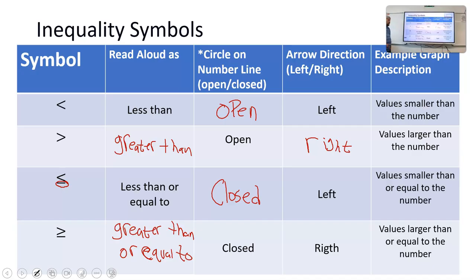That is also closed when you would graph it, and it is going to the right, and its values are larger than or equal to the number. And the less than or equal to, the values are smaller than or equal to the number. So there is our table filled out.